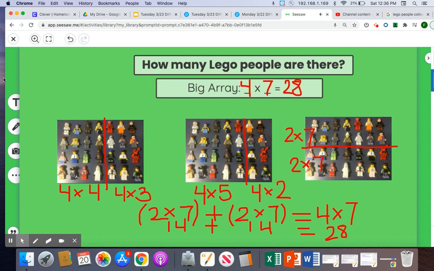So we added that extra step of making one kind of long number sentence, circling it here, showing our small arrays are equal to our big array. So this is what we're going to be practicing today.